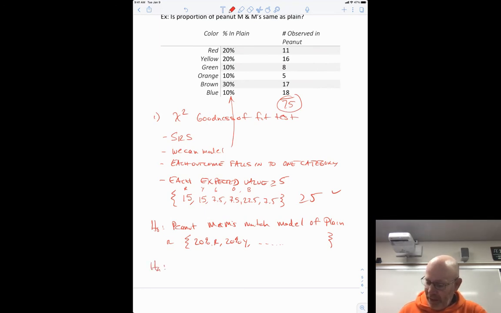The alternate is that the model is wrong or not what we expect. Or sorry, I shouldn't say it that way. So yeah, we'll just say model is wrong. That's kind of general. So I might say that the peanut M&Ms do not match the plain M&Ms, or the model is not 20%, not 20%, 20%, and so on.